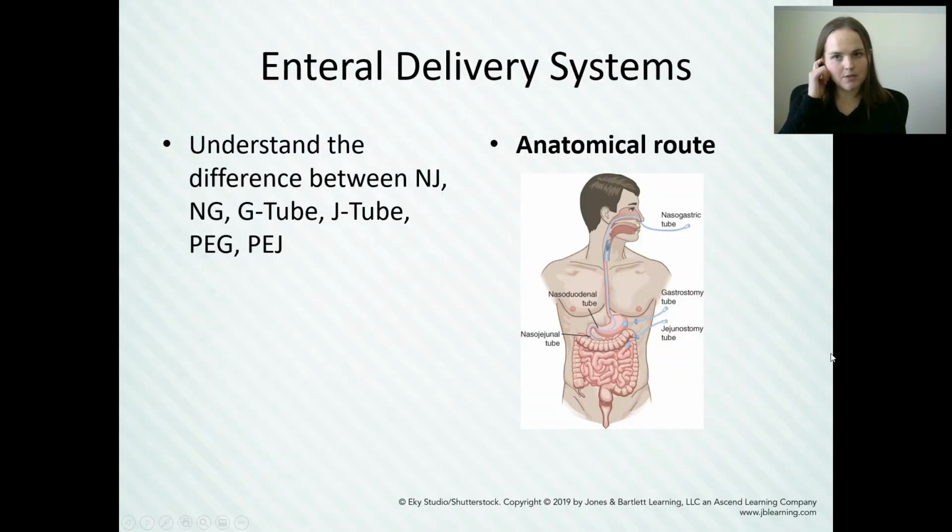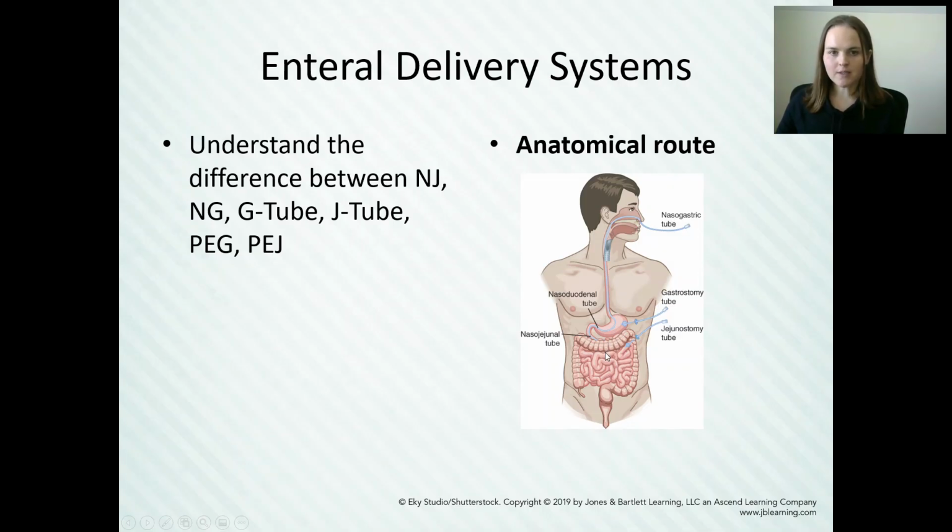When we're talking about enteral nutrition, it's really important that you understand the difference between an NJ, an NG, a G-tube, a J-tube, a PEG, and a PEJ. So I would just make sure that you review your textbook and understand the insertion and the endpoints. As you recall, an NG tube is a nasogastric tube. That's a tube that's going to go through the nose and terminate in the stomach. An NJ tube is also going to go through the nose and terminate in the small intestine.